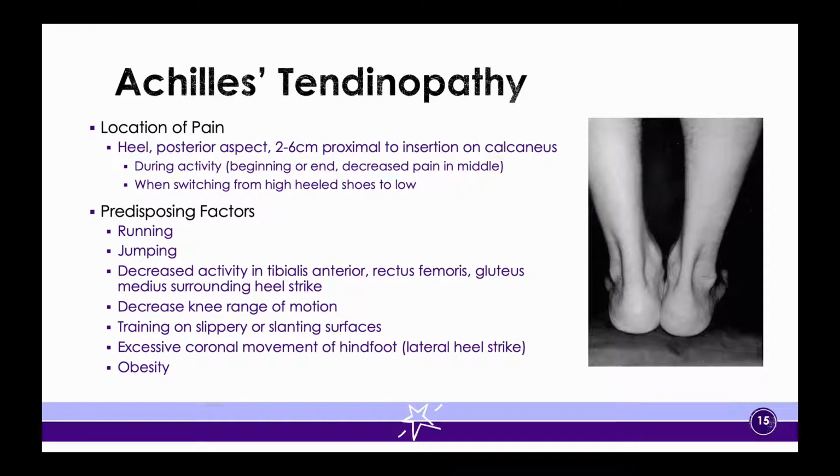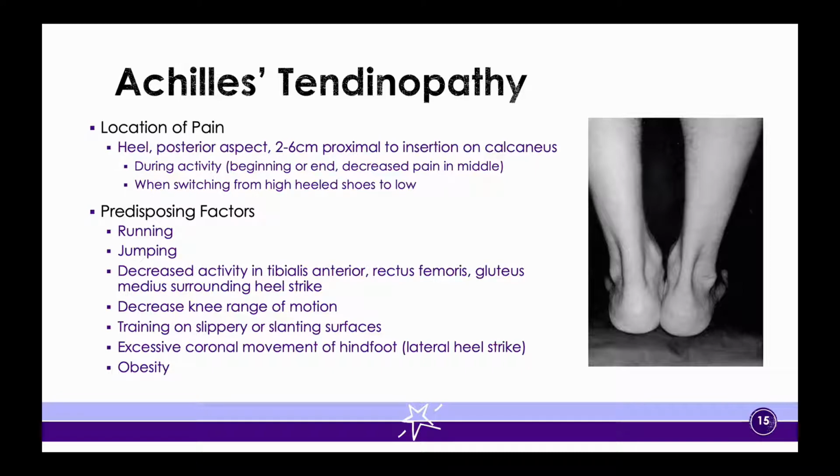If you have decreased activity in the tibialis anterior, rectus femoris, or gluteus medius when you are doing your heel strike for when you're walking. If for some reason you've got a decrease of range of motion in your knee, so if you've been dealing with knee injuries, the compensation that can happen is a lot more of our plantar flexion. It can start to cause issues as well.